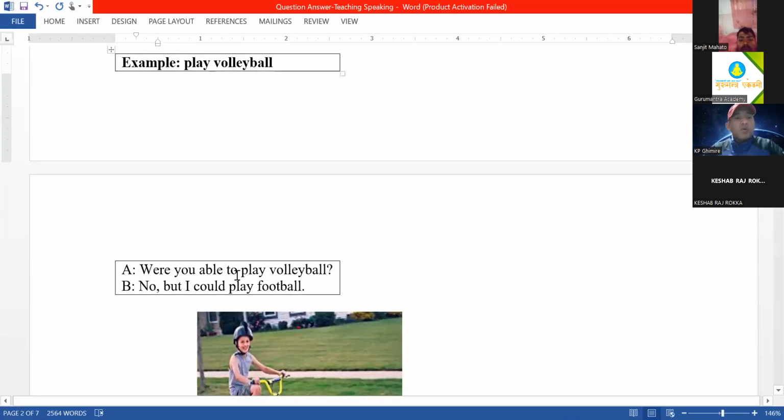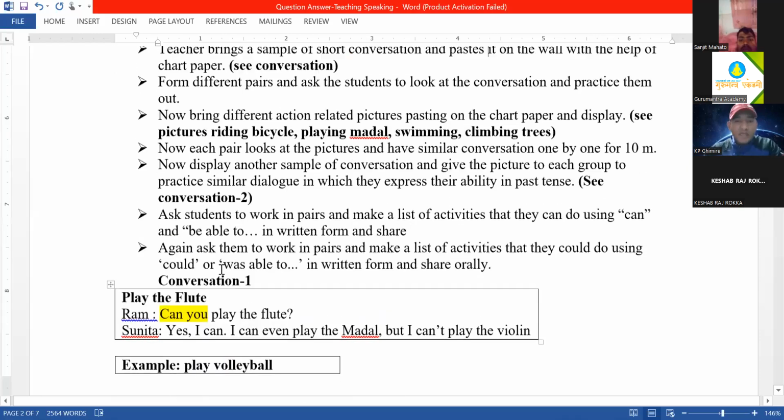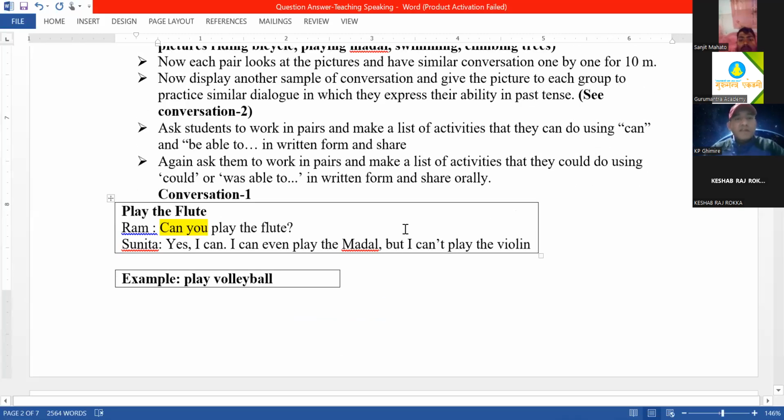Where A says, were you able to play volleyball? And B says, no, I could play football. Like that, they have to speak. They have to communicate. So ask students to work in pairs and make a list of activities that they can do using can and be able to, in written form, and share. The students share in speaking. They are sharing through dialogue. Later on, even they can write.